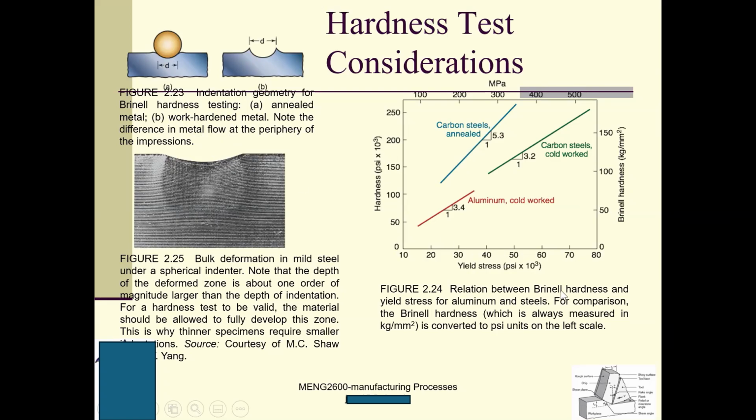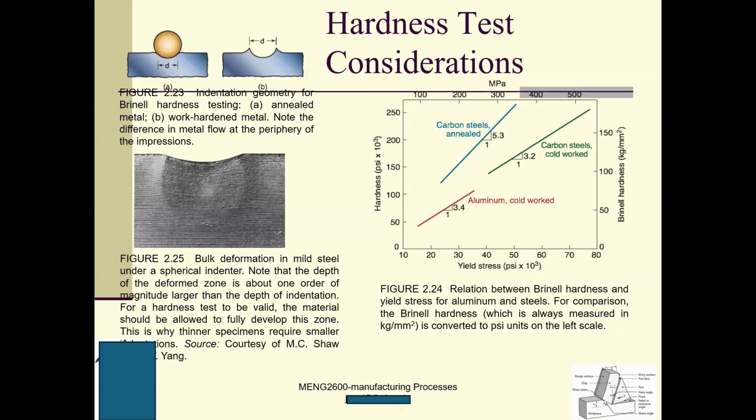So here is the relation between the Brinell hardness and yield strength for aluminum and steel. People have found the relationship between Brinell hardness and yield strength, and you need to be very, very careful. This relationship is only for Brinell hardness, not for Rockwell hardness. You understand? What I mean is that if you have HRC, which is Rockwell hardness, you cannot use this relationship. You need to convert HRC to HB, which is Brinell hardness, and then use this to get the ultimate strength.